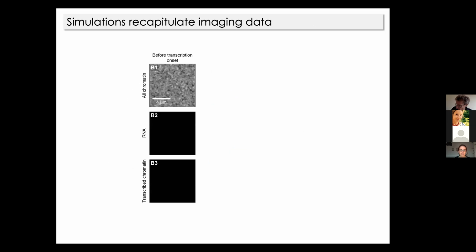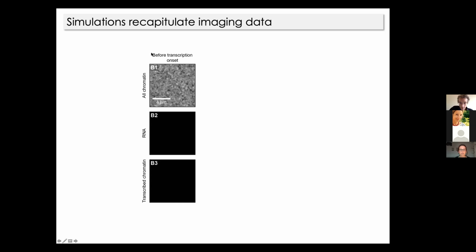Okay. Then we implemented this model in a coarse-grained lattice, and we ran simulations to see whether we could obtain the patterns that we had also seen in our microscopy results. So here we're looking again at all chromatin, at RNA, and at transcribed chromatin as a proxy for transcriptional activity. So that's the same as what I showed you for the nuclei that were exiting mitosis.